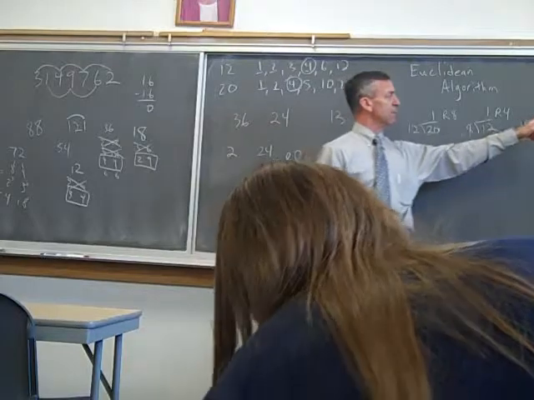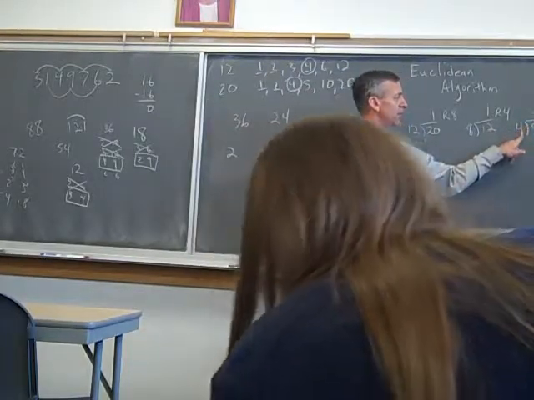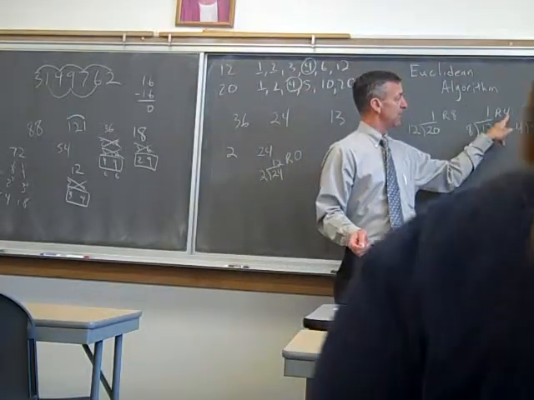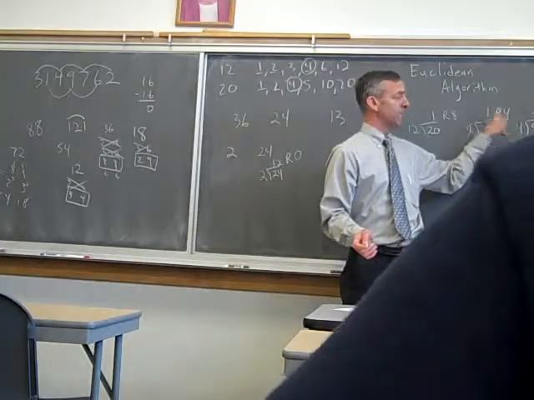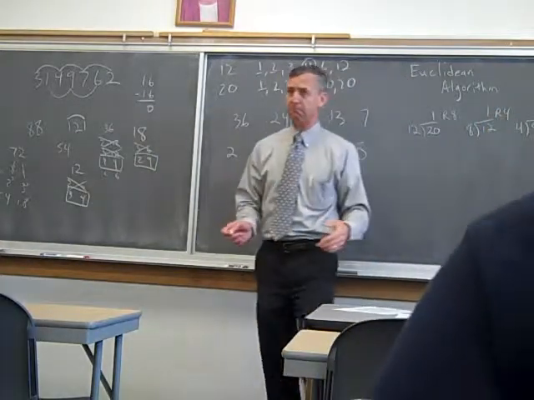You're after a 0 remainder, and you look at either the divisor of that problem or the remainder from the previous problem, which is where that came from.